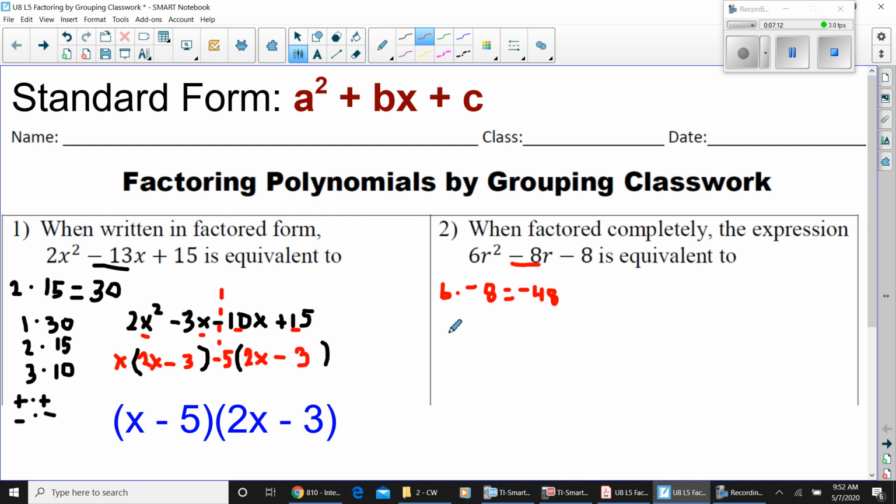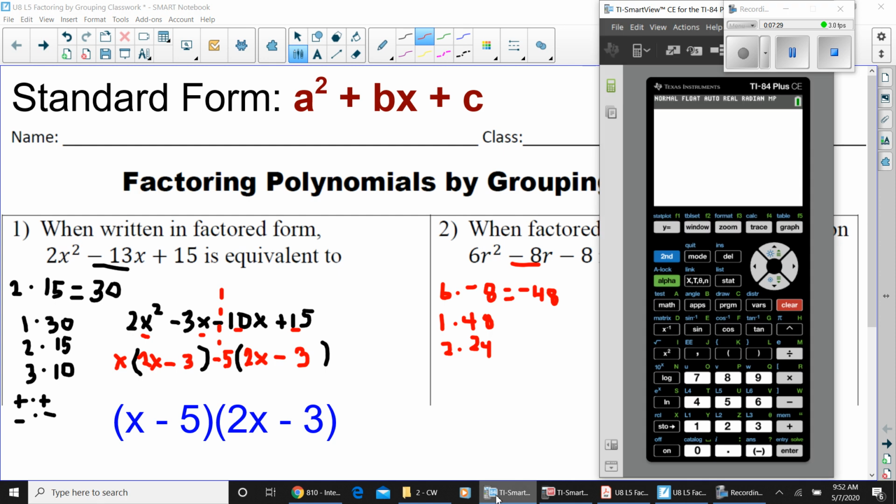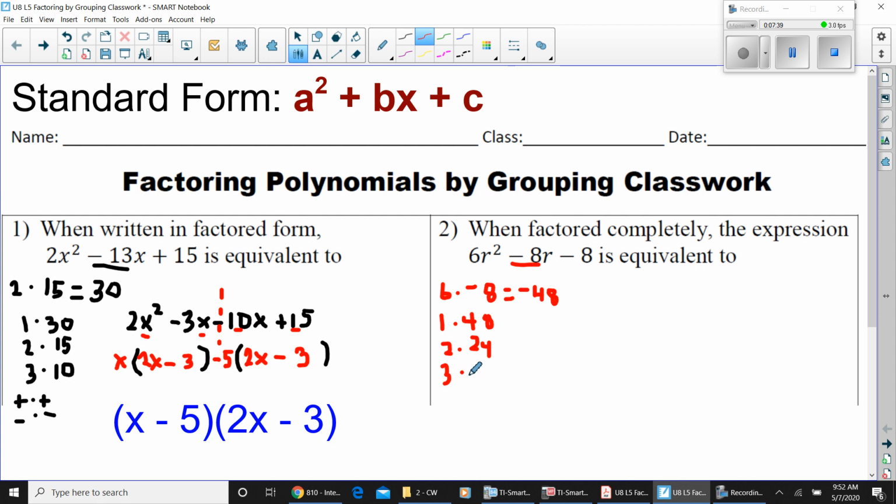So I'm just going to start with 1 times 48. 2 times 24. And I say don't sit there and think too much about things, 48 divided by 3. That's not going to work. Oh, it is going to work. Nice. 3 times 16.